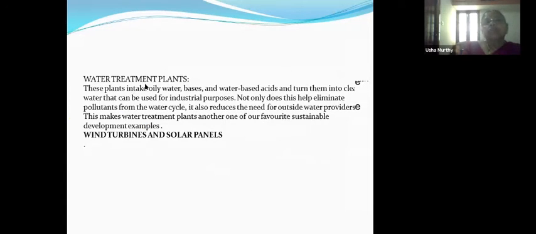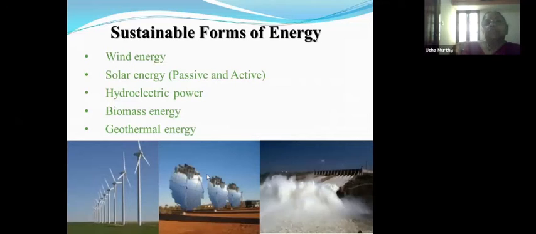And coming to the water treatment plants. These plants take in oily water-based acids and turn them into clean water that can be used for some purpose in the industries. Not only does this help to eliminate pollutants from the water cycle, but it also reduces the need for outside water providers. This makes water treatment plants another favorable sustainable development example. Of course, wind turbines and solar panels will be discussed later.